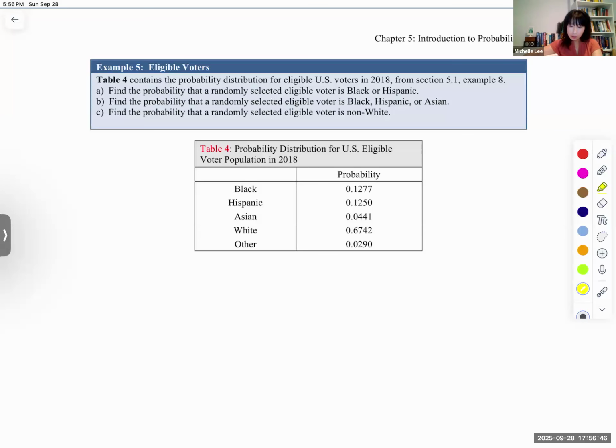Find the probability that a randomly selected eligible voter is Black or Hispanic. We have to determine whether the events are disjoint or not. What do you think? We have the table with Black, Hispanic, Asian, white, other. We determine this is disjoint, so we can answer that.